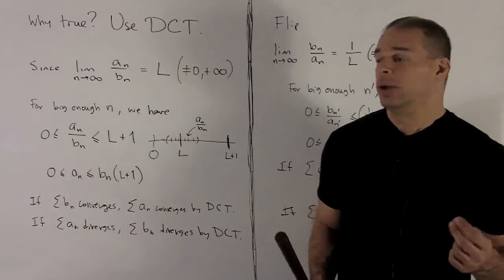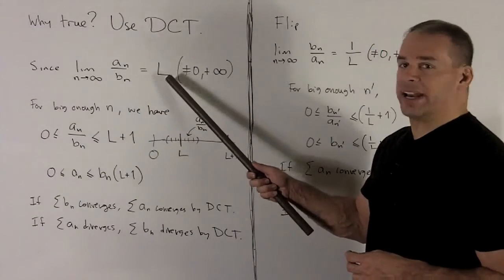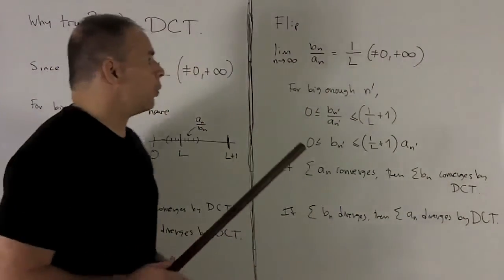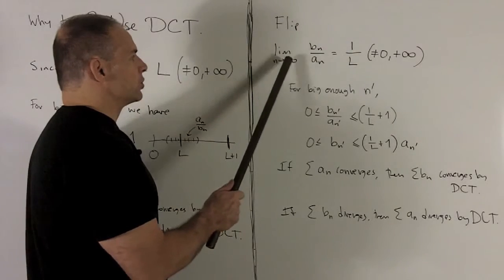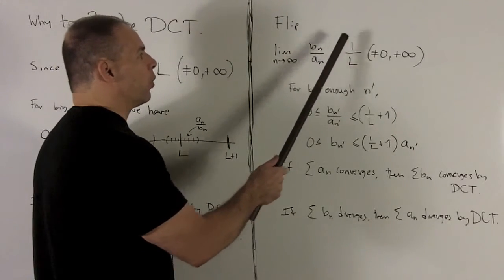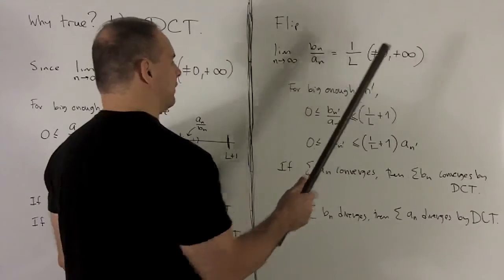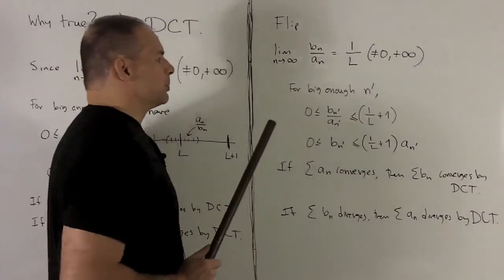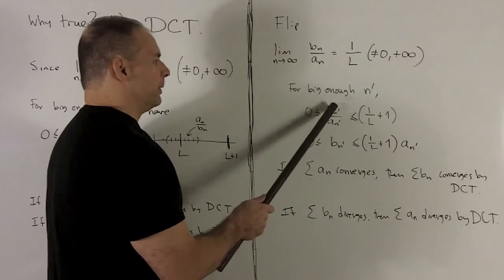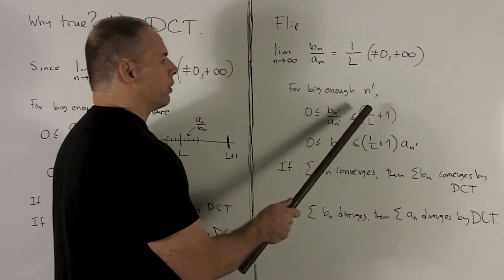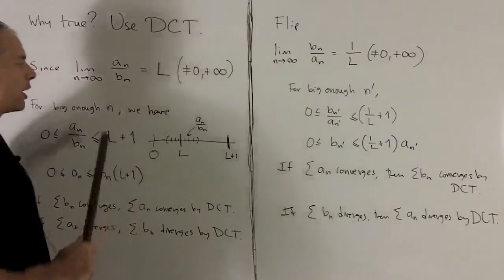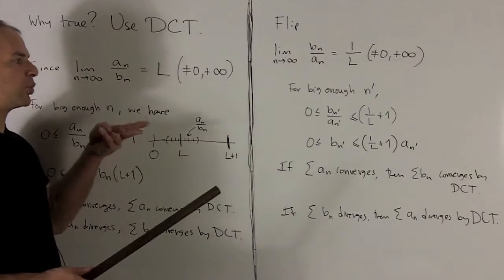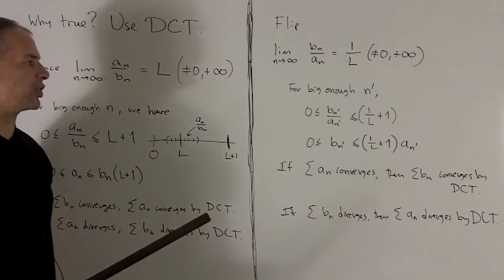How do we get the other side? Well, to do that, note that we have L is not equal to 0, so that means I can flip it over. When I do that, I'm looking at the limit as n goes to infinity of bn over an equal to 1 over L, not 0, not infinite. So I just repeat the same argument. I'll use an n prime just because the n's will be different. We have bn prime over an prime, 1 over L plus 1. Same argument I use here, except wherever I had an L, I replace it with a 1 over L, and we just switch where bn and an are in the fraction.